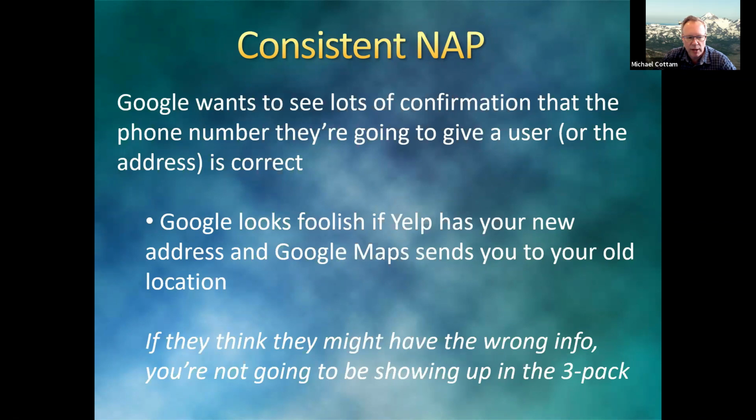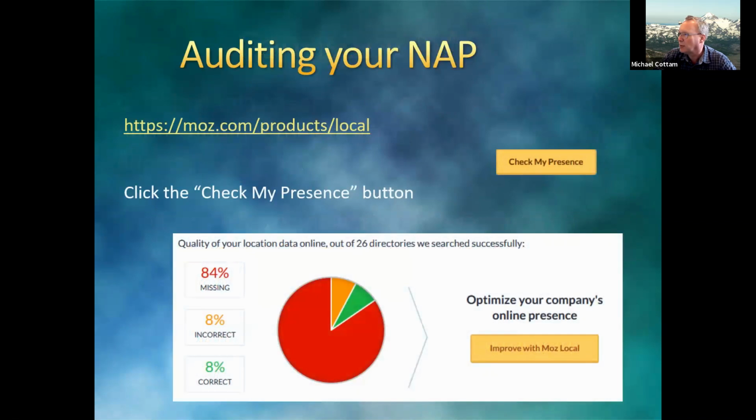So if they think they have the wrong info, you're not showing them the 3-pack. And we talked about that already. I talked about Moz Local a second ago. This is the way to check your name, address, phone number consistency.